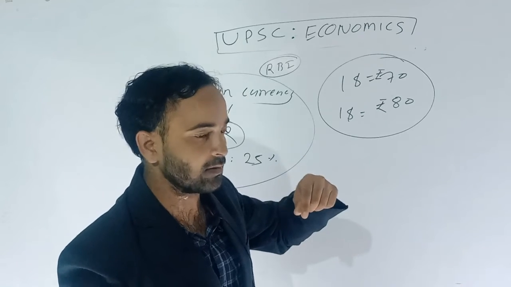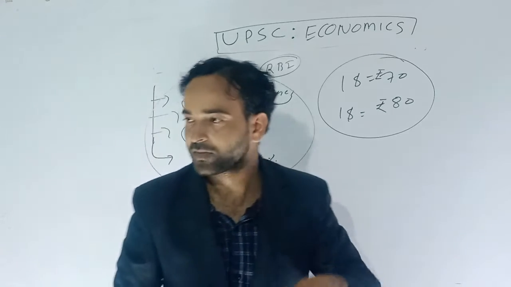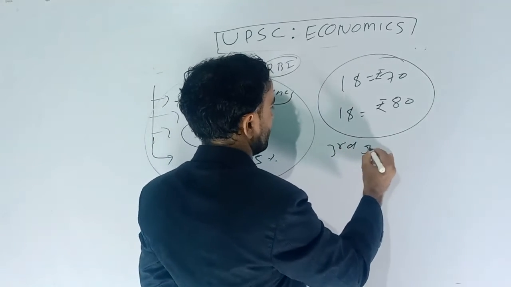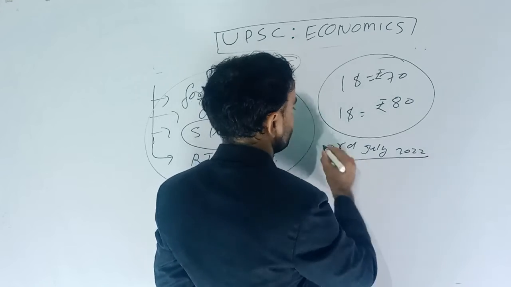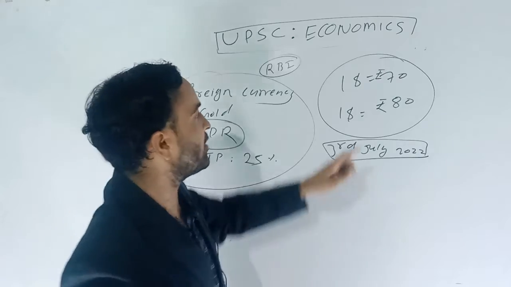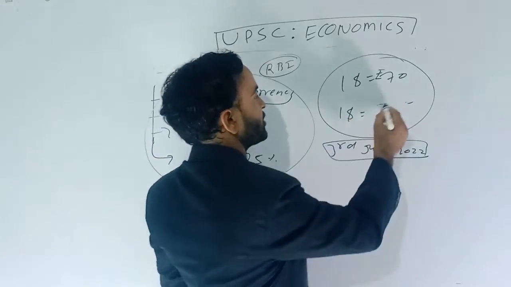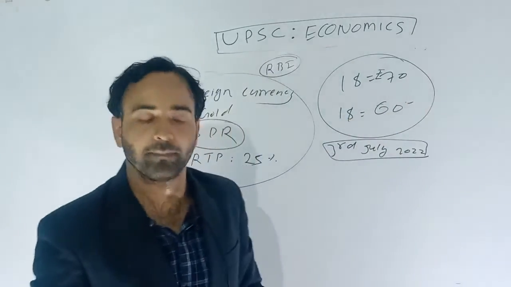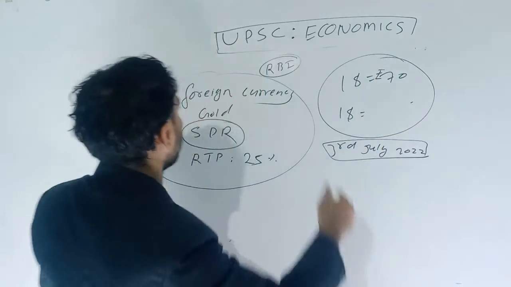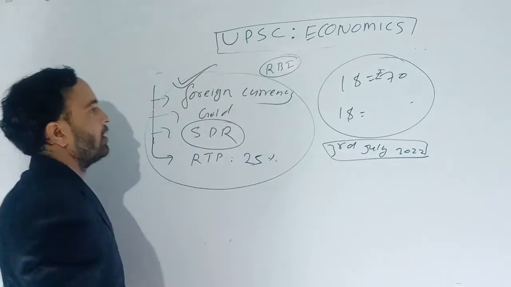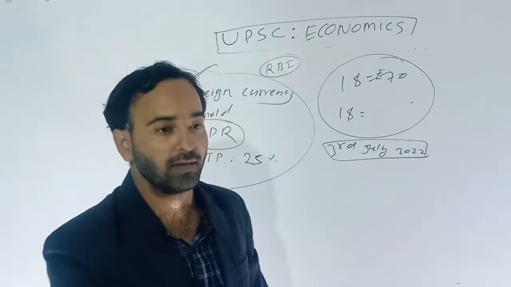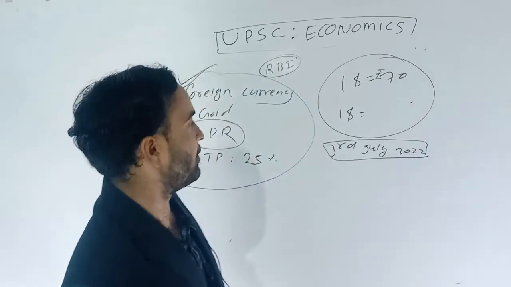What is the date today? July 3rd, 2022. Such a situation is happening here. Earlier it may have been 60 rupees, maybe something else, but I am telling you that such a thing is happening, and forex reserve can play a role at this time. Forex reserve plays a great role. RBI is using the forex reserve for defending the rupee against depreciation.